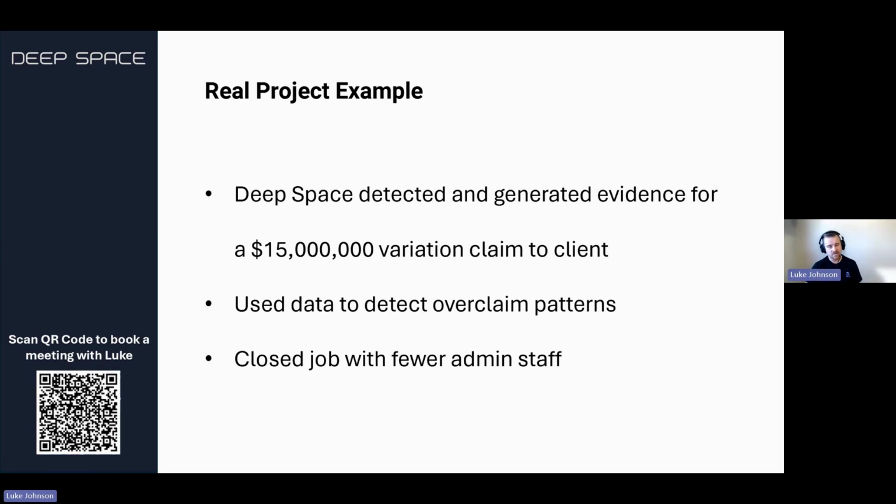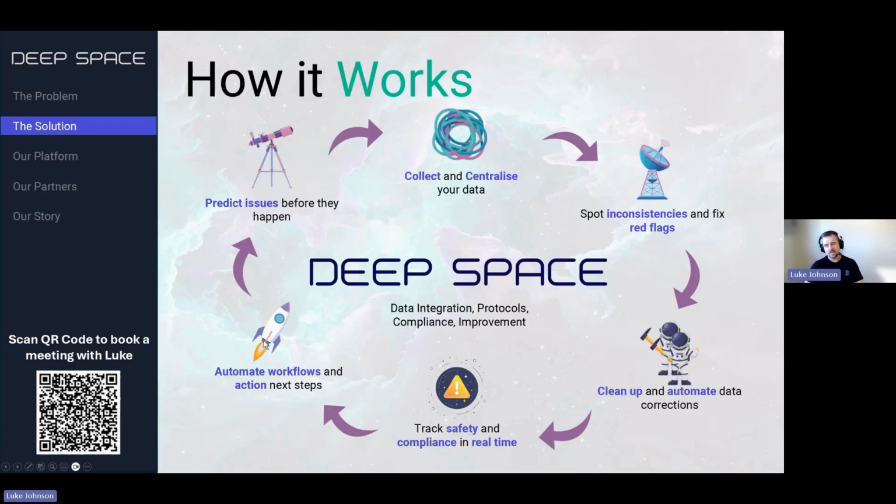And ultimately, fewer admin staff. On another project, the client calculated that Deep Space would save 7 full-time staff over the life of the project because so much was getting automated through the system. So it's already real, it works, it's happening.